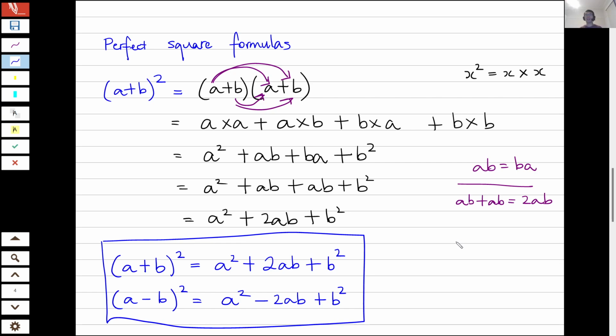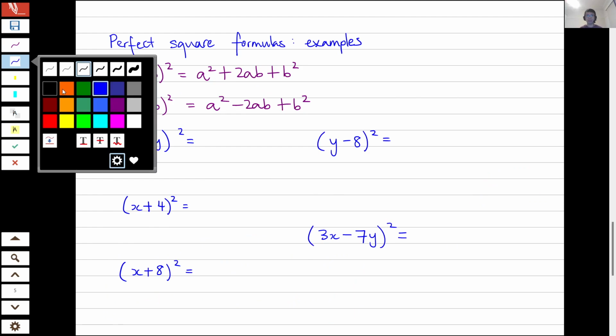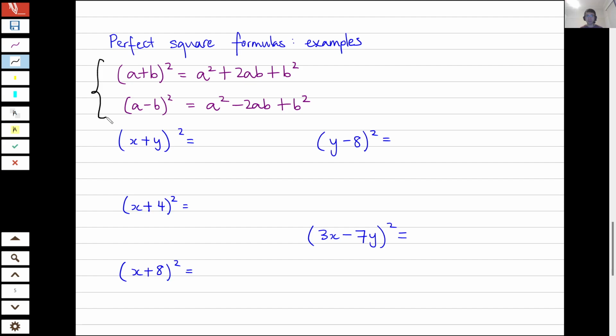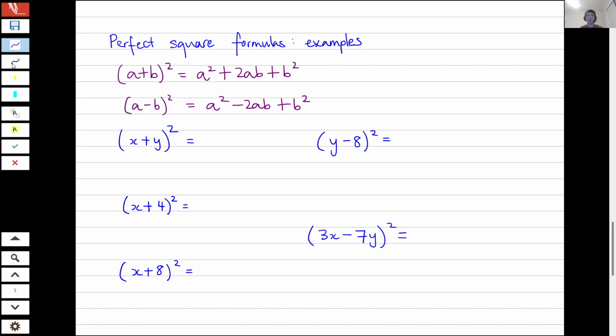So let's do the same thing. Let's take these formulas and use them to expand expressions involving brackets. So here are the formulas again in purple. They're there for you. So the first one is x plus y all squared. I'll just move this 2 over so that it's a bit closer to the bracket. That's better. So what should we do?